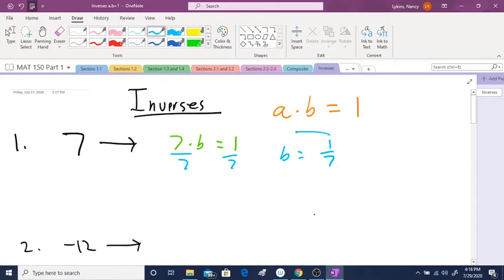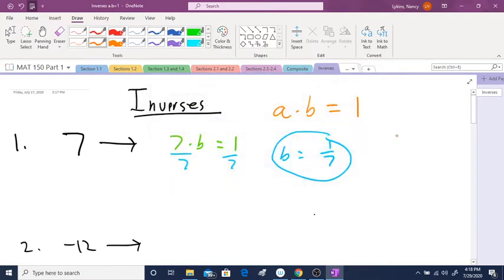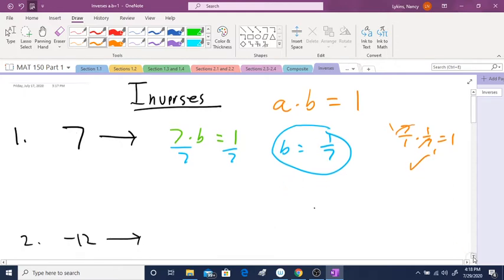Okay. Now, does this work? Well, you can put 7 over 1 times 1/7 equals 1. What do the 7s do? They cancel each other out to form 1. So 1 times 1 over 1 times 1 equals 1. That is a correct statement. Okay. What about negative 12?